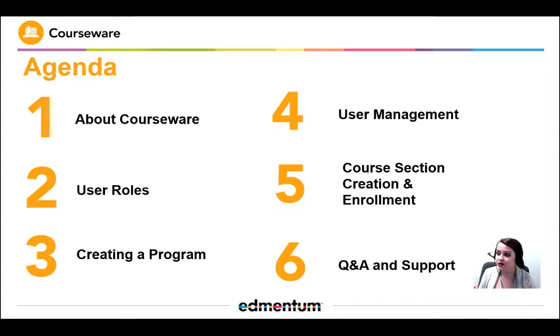Now, this is just a quick start agenda. You'll notice that we're running a little quick and dirty because it's a 30-minute webinar and courseware is huge. So first, we're going to talk just a little bit about courseware in general, just in case you weren't in those sales meetings. Next up, we're going to discuss user roles, the different types and associated permissions. Next, we'll talk about the main parts of being an account admin, which are creating a program and some user management.